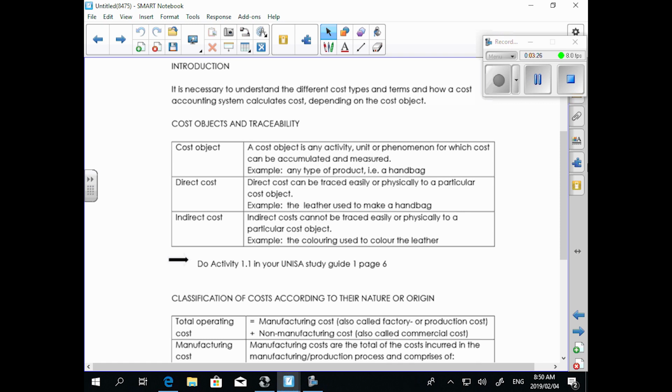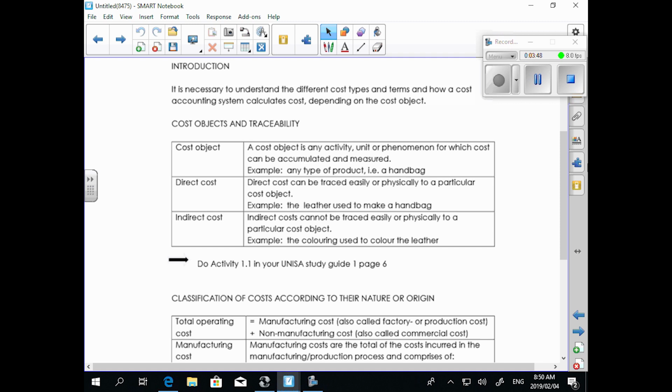So if we've got our leather and we're dyeing it a color, how much dye? Because you're dyeing a whole lot of bags all at once, or a whole lot of leather strips all at once. So how much dye is going per bag? You can't actually say, okay, it's going to be 5 mils in every single bag. The same with your stitching. You don't know how much cotton you're using. You've got a whole roll, you've got a sewing machine, you're putting it through. So all of that is indirect cost.